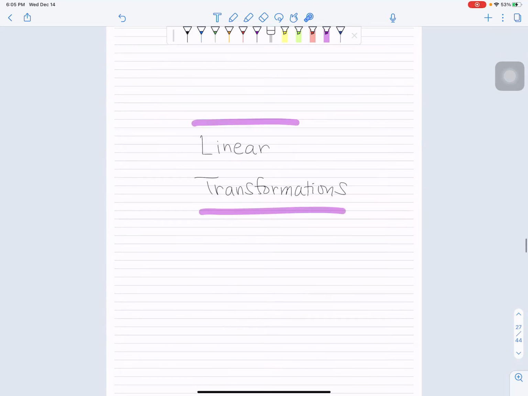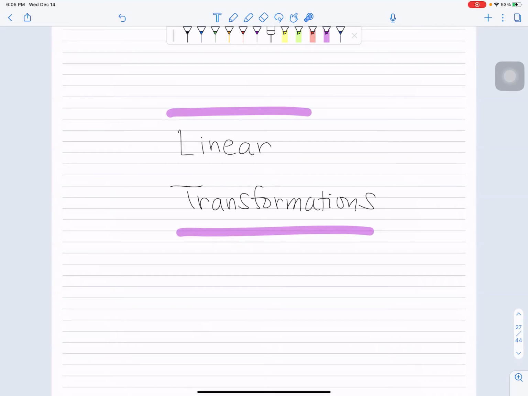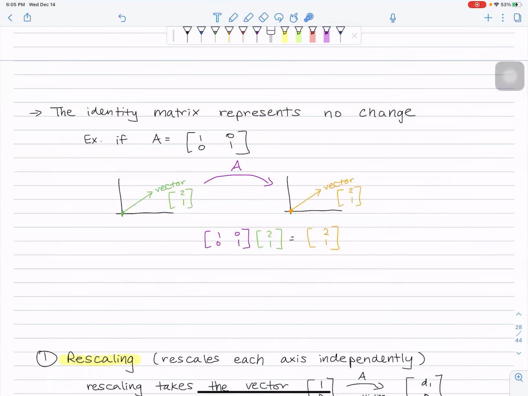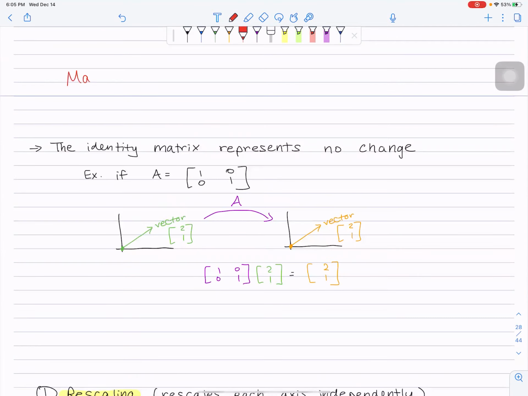Okay, so let's do linear transformations. We recall that the identity matrix, what does the identity matrix do to a vector? It doesn't change anything. So the identity matrix represents a linear transformation of no change. So the thing we want to remember is any matrix represents a linear transformation. Anytime you're multiplying by a matrix, you're doing some transformation. And what are the 4 main types of transformations we have? We have rescaling, projection, shearing, and rotation.